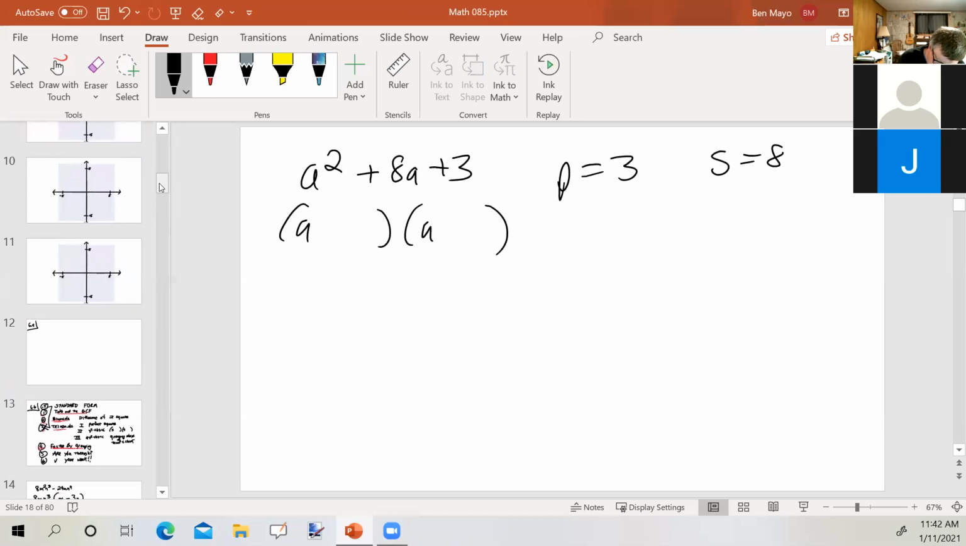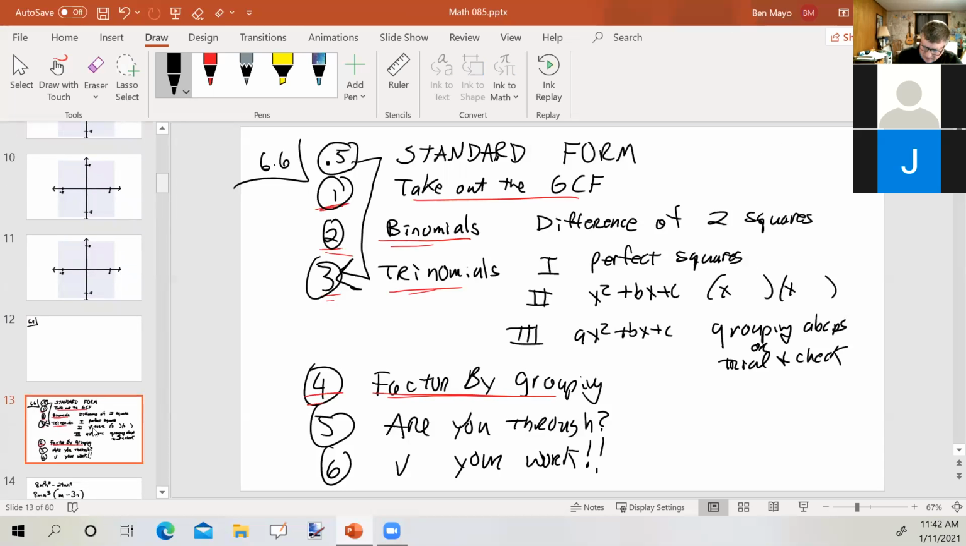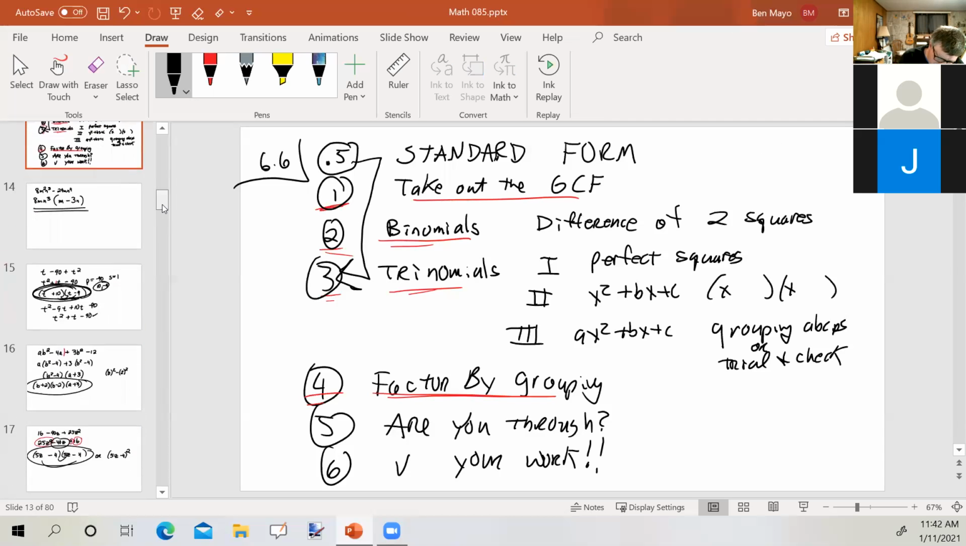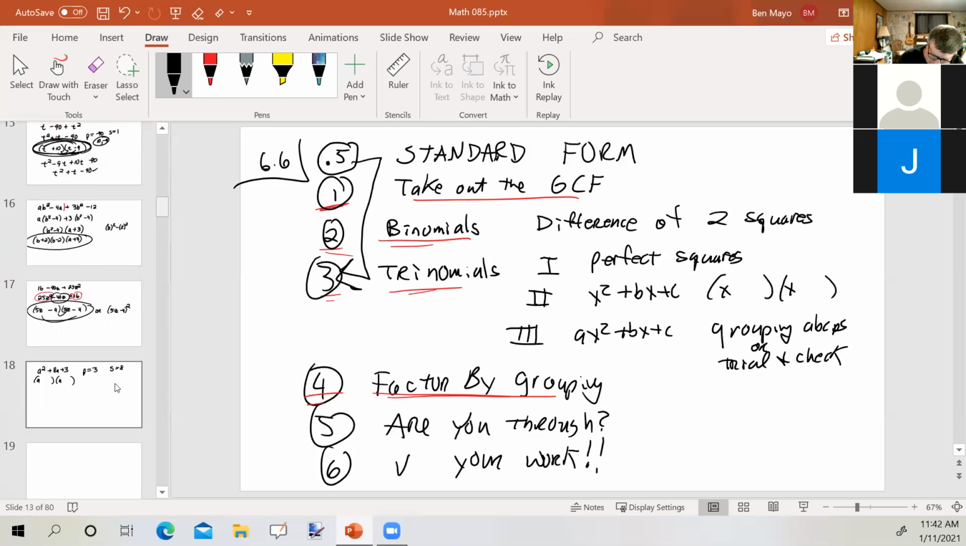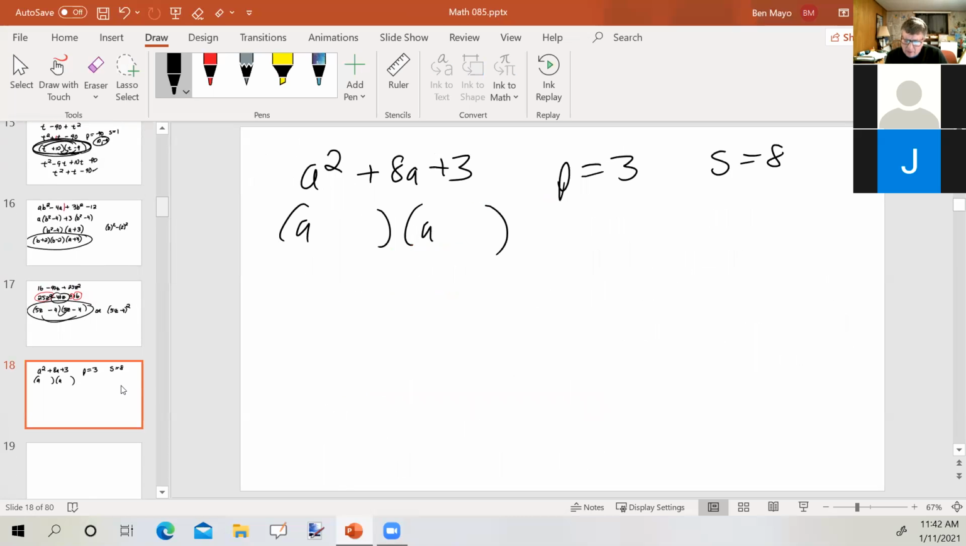And again, I'm going down this list in terms of checking things off. If you need me to put that back up there again at any time, let me know. Product is 3, sum is 8.